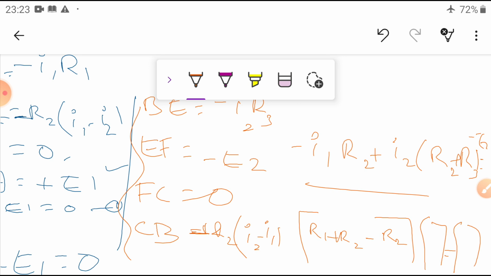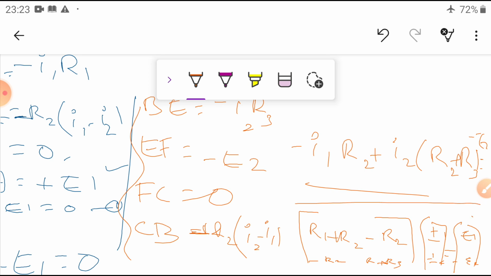Here we are going to the minus R2. Here R2 plus R3, this equation. Here I1, I2. Here E1 minus E2. So here two unknowns, I1, I2. We know the two equations. Just do the matrix. You are going to get that.